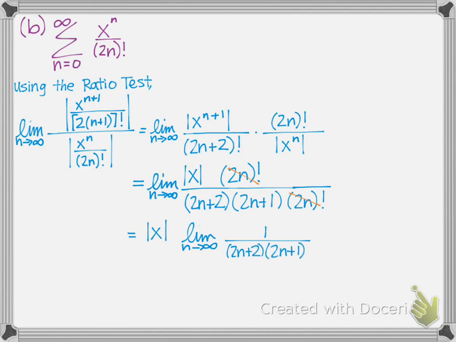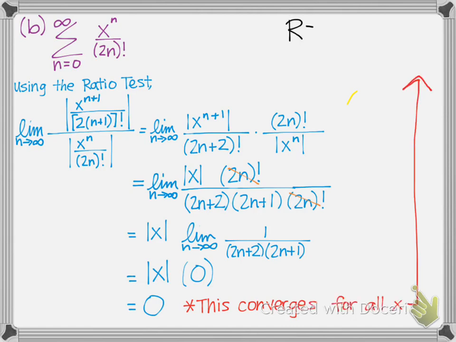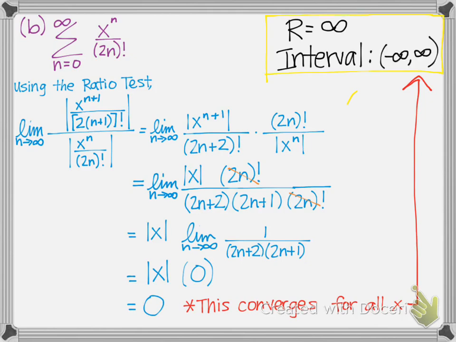When I consider this limit, 1 is being divided by a number that's getting infinitely big, which means that will be 0. And so my final answer is 0. And so I know that this will converge for all x. Because it will converge for all x, I know that my radius of convergence is infinity, and my interval is negative infinity to positive infinity.